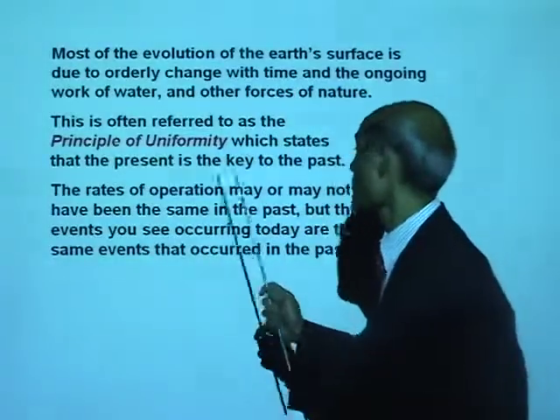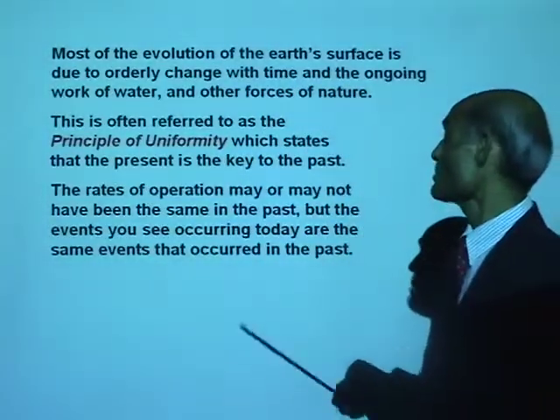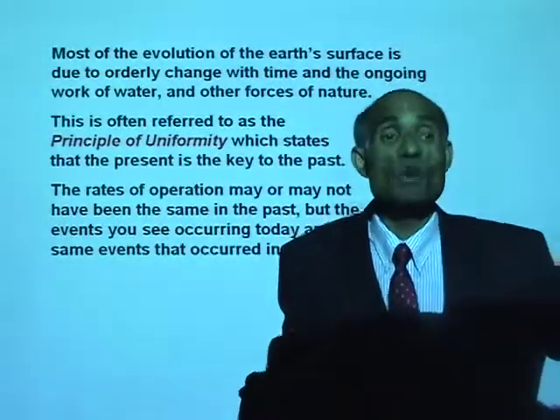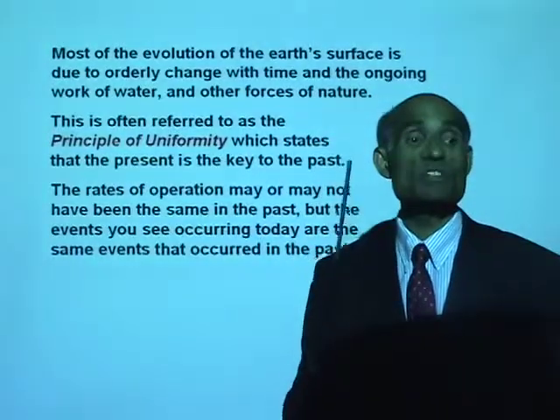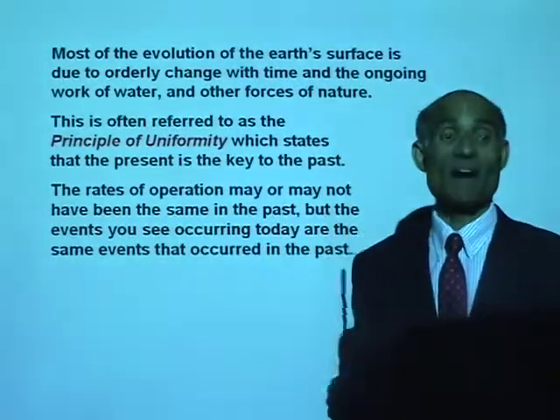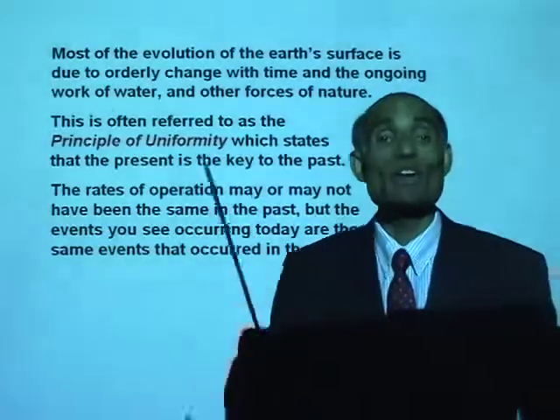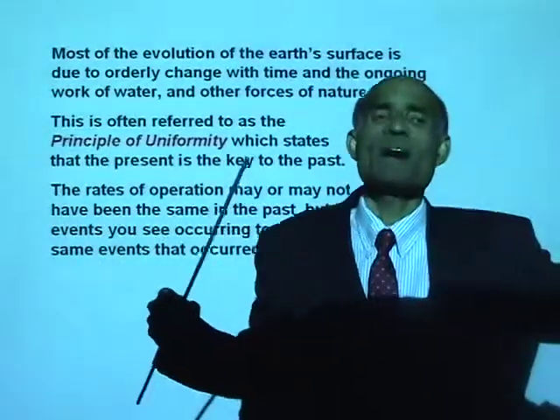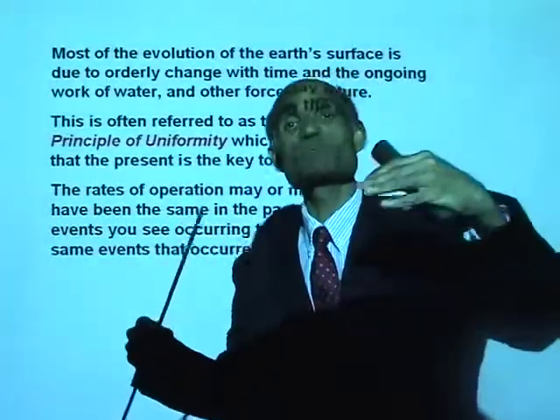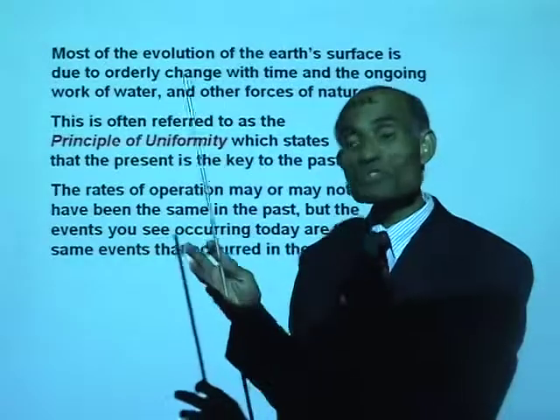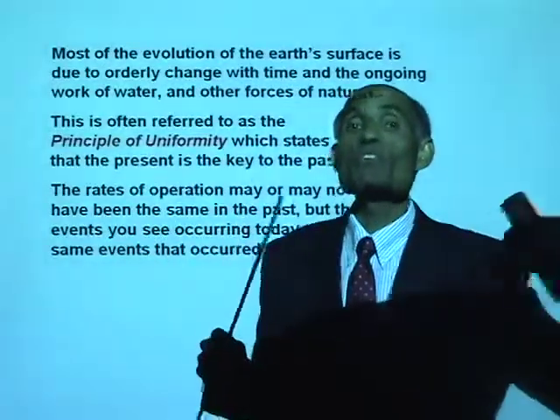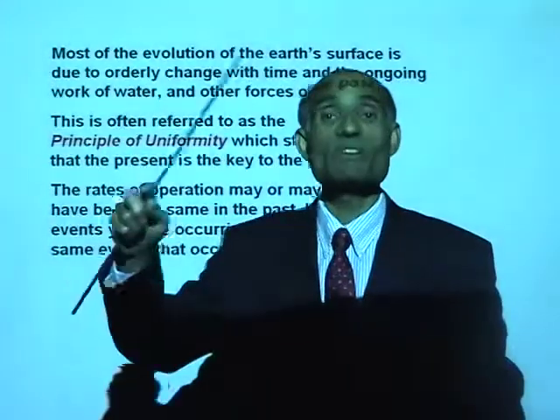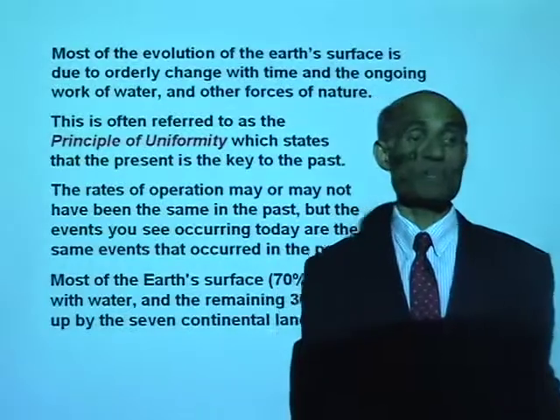Now, the rates of operation may or may not have been the same in the past. Some events would have happened more slowly or more quickly, but the events you see occurring today are the same events that occurred in the past. So the events do not really change much. Sometimes it may speed up, sometimes it may slow down, but what events you see today are events that occurred a long time ago as well. And those are the events that shape the surface of the earth.